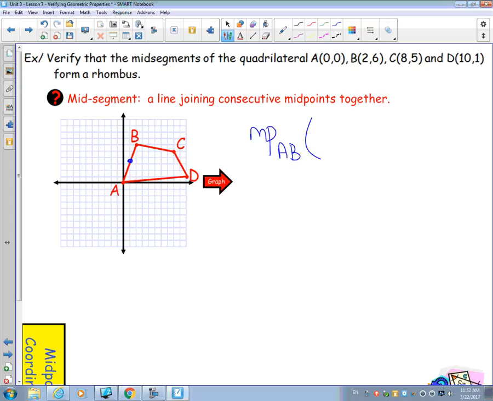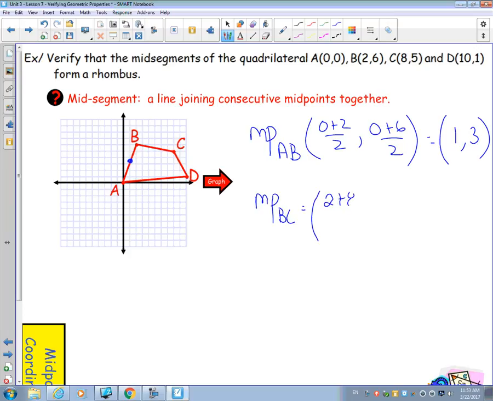Midpoint of AB. We're going to have 0 plus 2 over 2 and 0 plus 6 over 2, which is going to give us 1 and 3. And then I got to do the next midpoint, B and C. So I got to do 2 plus 8 over 2 and 6 plus 5 over 2. That's going to give us 5 and 5.5. That would be this one, right?